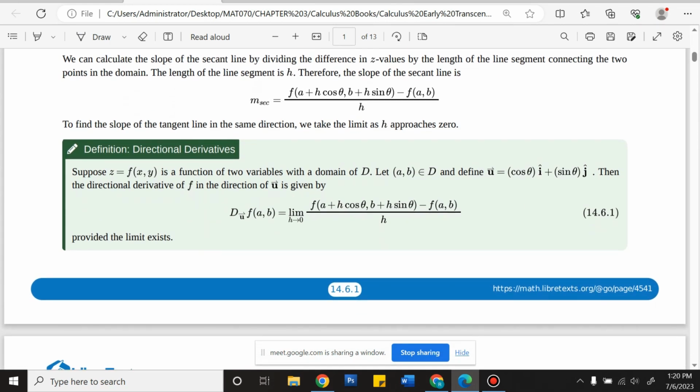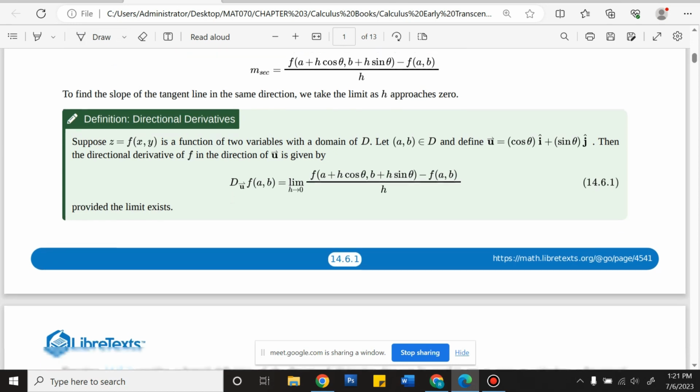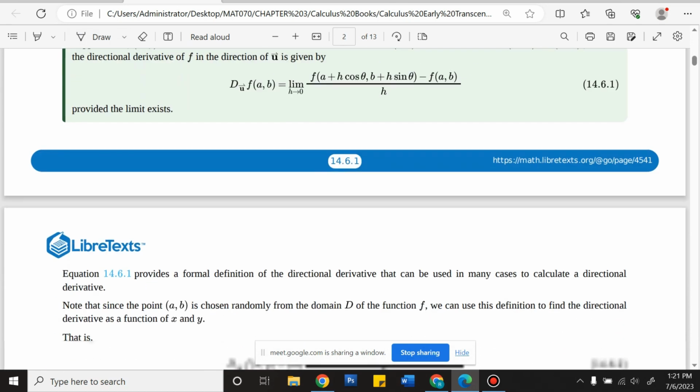Now, to find the directional derivative, here is the formula. We have the limit of f of a plus h cosine theta, b plus h sine theta, minus f of a, b, over h. This is the limit, right? It is the limit formula.